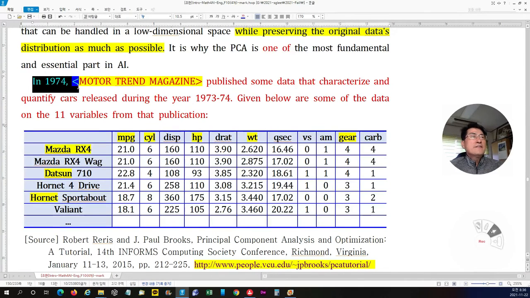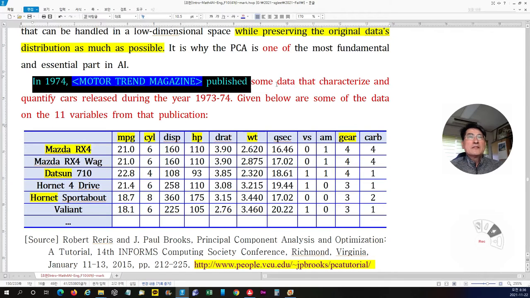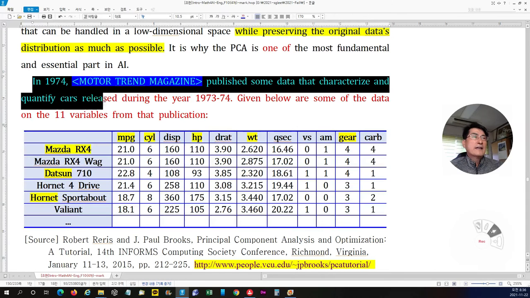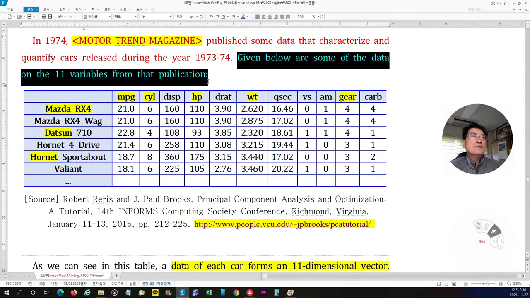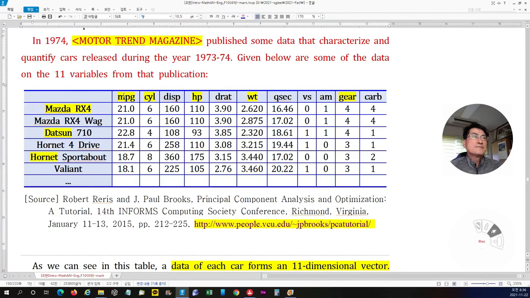In 1974, Motor Trend magazine published some data that characterize and quantify cars released during the year 1973 to 74. Given below are some of the data of 11 variables from that publication. Here is the list of cars, including Mazda, Datsun, and Hornet, etc. And here are the features of each car, including miles per gallon, the cylinders, the horsepower, the weight of the car, and the number of gears.